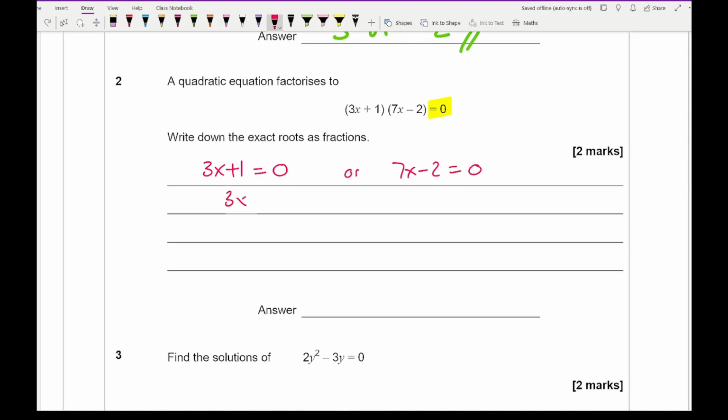So here we've got 3x + 1 = 0 or 7x - 2 = 0. In here we've got 3x = -1, so x = -1/3. And here we've got 7x = 2, so x = 2/7. So in there, I just need to write down the answers as fractions.